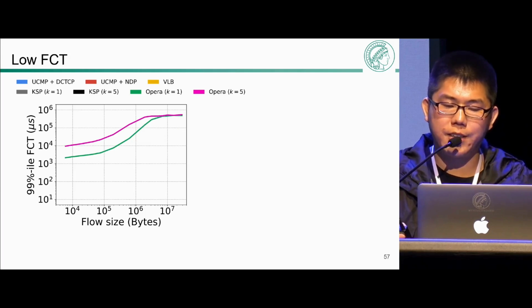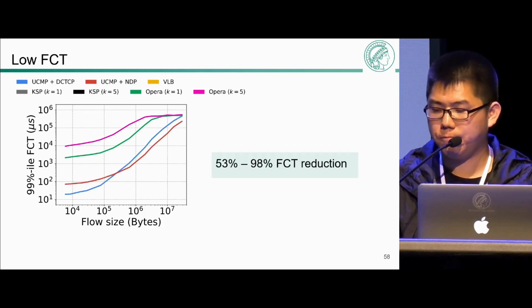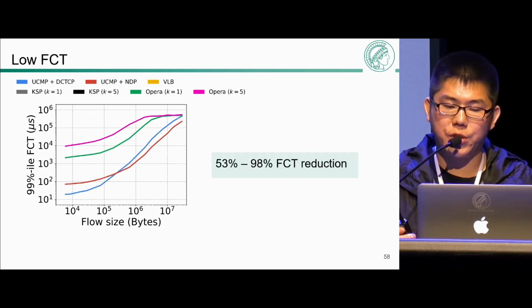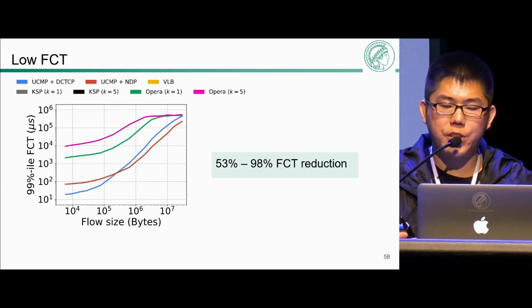Opera also realized high FCTs, and 5 paths is worse than single paths. For our solution, we tried 2 different congestion control algorithms, NDP and DCTCP. With NDP, compared to single path Opera, UCMP realized 53 to 98% FCT reduction. Opera has high hop counts, the bandwidth tax is high, and the network is congested.